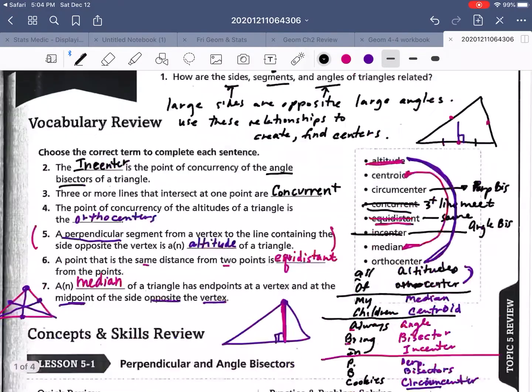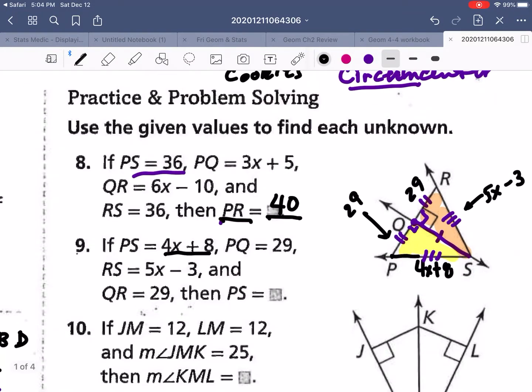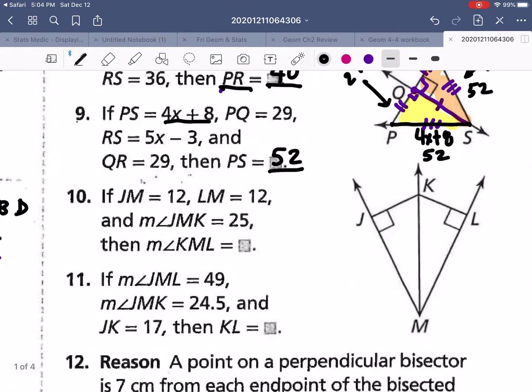So let's take a look. What are they looking for? What is PS? So this is 52. That's 52. So I'm just going to write 52. Next one. New picture. It says JM is 12, LM is 12. Okay, that's nice. They share this side. And they have an angle that's in common, right?